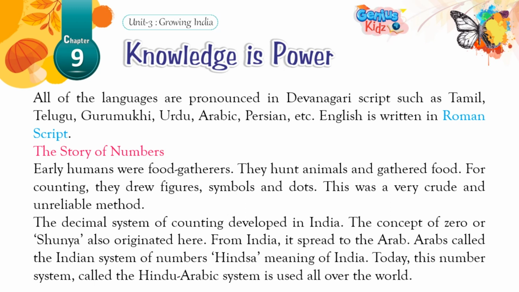The story of numbers. Early humans were food gatherers. They hunted animals and gathered food. For counting, they drew figures, symbols and dots. This was a very crude and unreliable method. The decimal system of counting developed in India. The concept of zero or shunya also originated here.